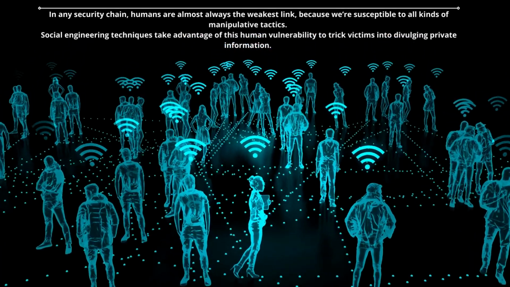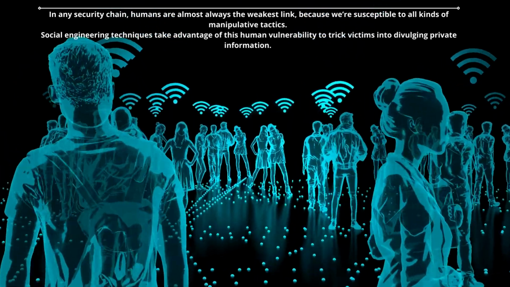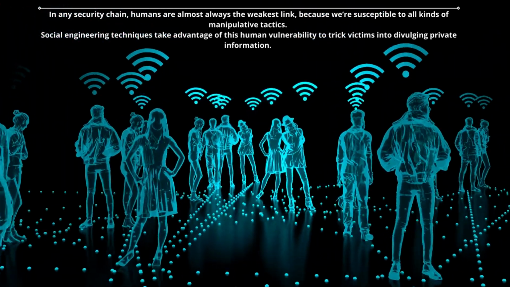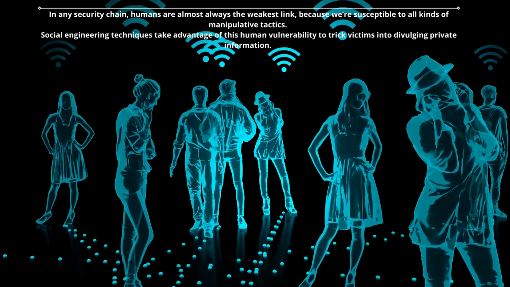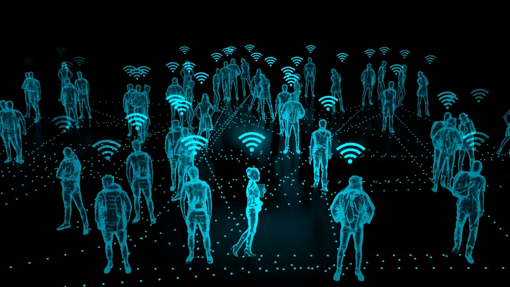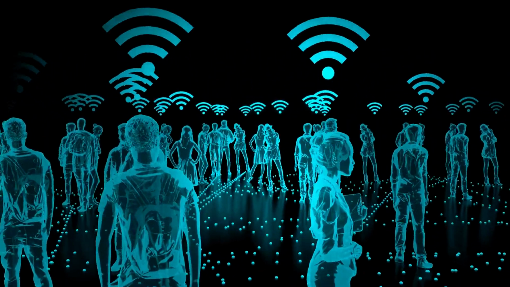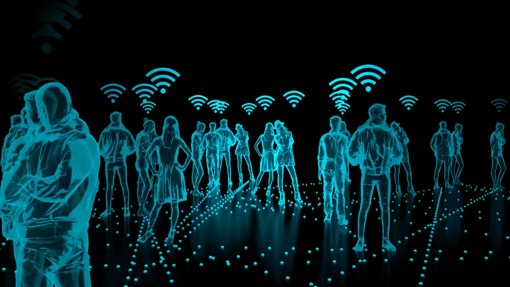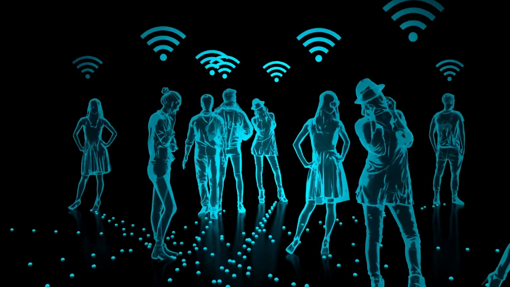In any security chain, humans are almost always the weakest link because we're susceptible to all kinds of manipulative tactics. Social engineering techniques take advantage of this human vulnerability to trick victims into divulging private information. In today's video, we will learn how to spot a social engineering attack and how strong security software can help prevent you from falling victim to social engineering ploys.